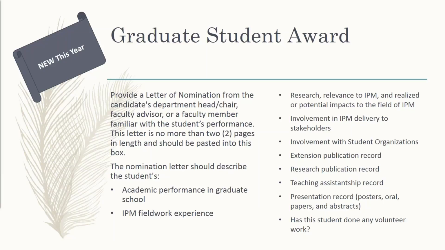Now, what's a little bit different about the graduate student award format is we're not asking for a whole lot of short answer questions. Basically, we want a letter of nomination from that candidate's faculty advisor, faculty member, or department chair, about that student's performance, either master's or PhD students. This is a 2-page letter. It will be able to be pasted into the text box, but I don't want to read 15 pages on how great the student is and what kind of research they've done.